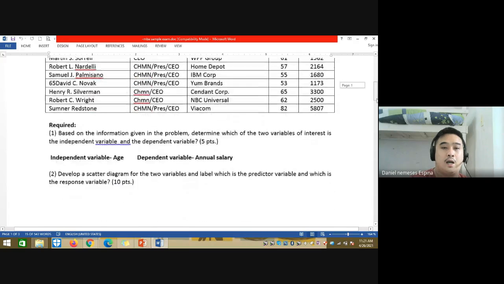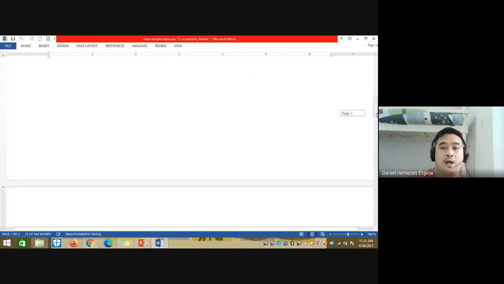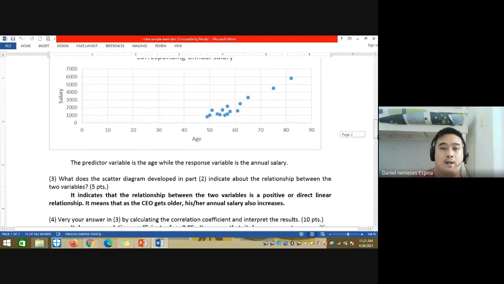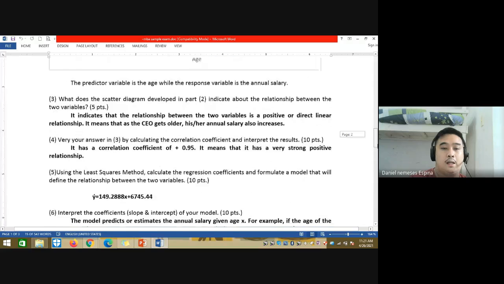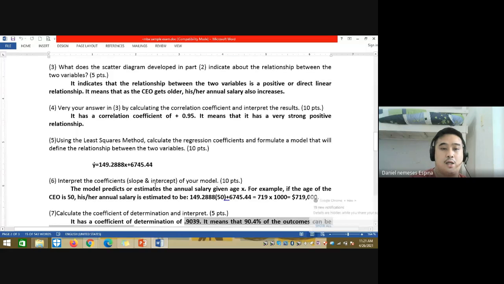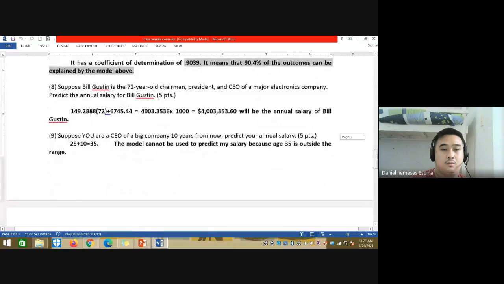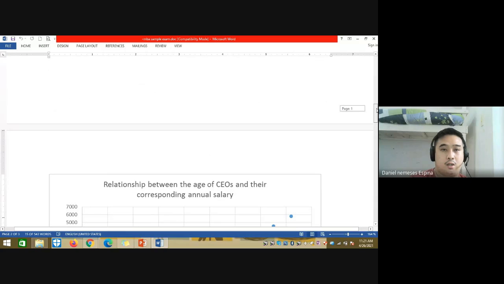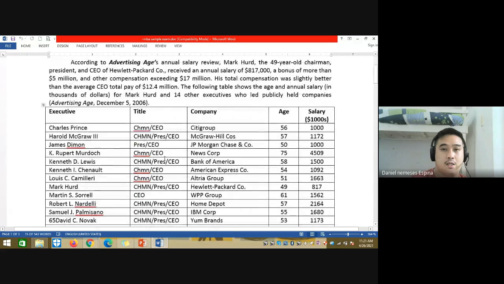So we call that the outside of the relevant range. So you cannot predict your annual salary. However, if your age is within the relevant range, so pwede nimo gamiton ang model. Okay? Itong sa linear regression or the least squares. Okay, so that's how we interpret the correlation coefficient ng mga statistics.